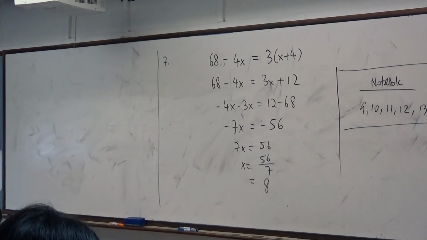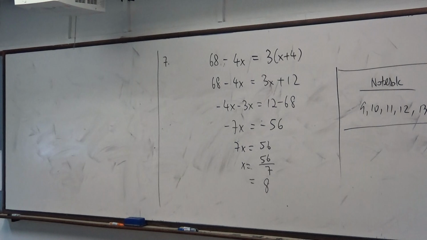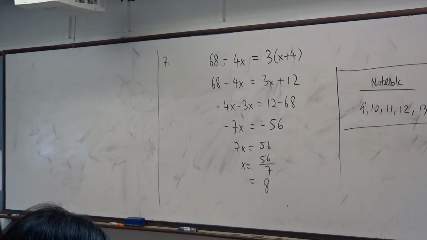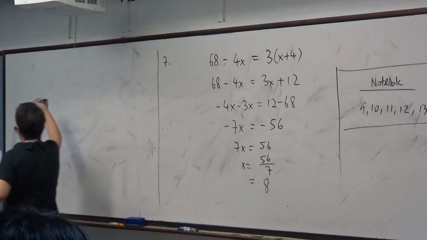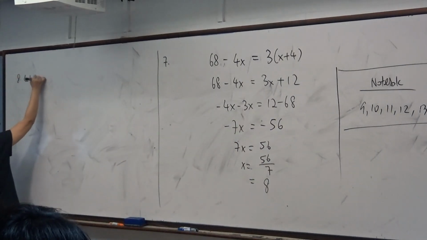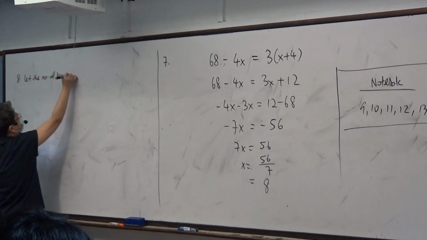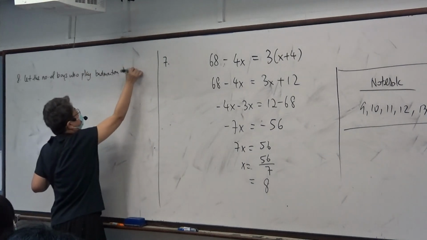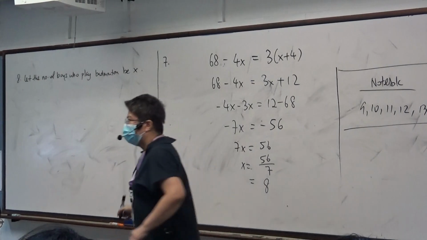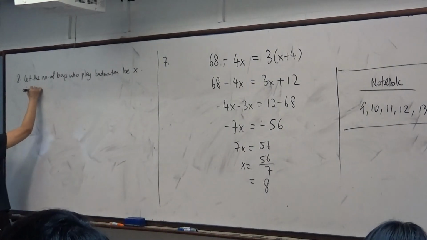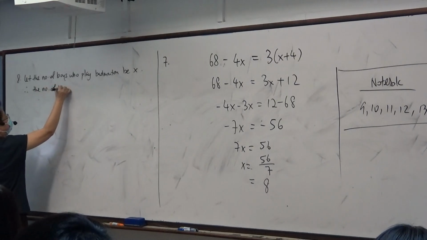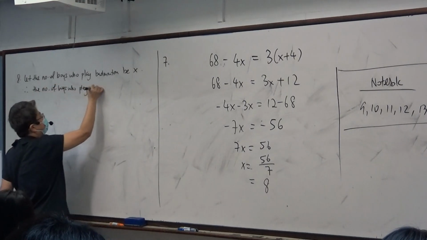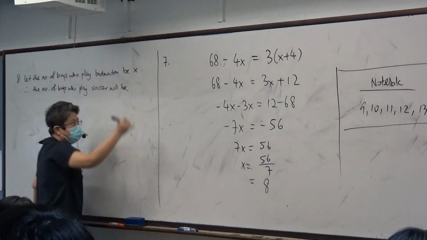But I want to do question 8 now. I will finish. Question 8. In a school, the number of boys who play soccer is 3 times of those who play badminton. Okay. Let the number of boys who play badminton be X. Correct. Therefore, the number of boys who play soccer will be what?